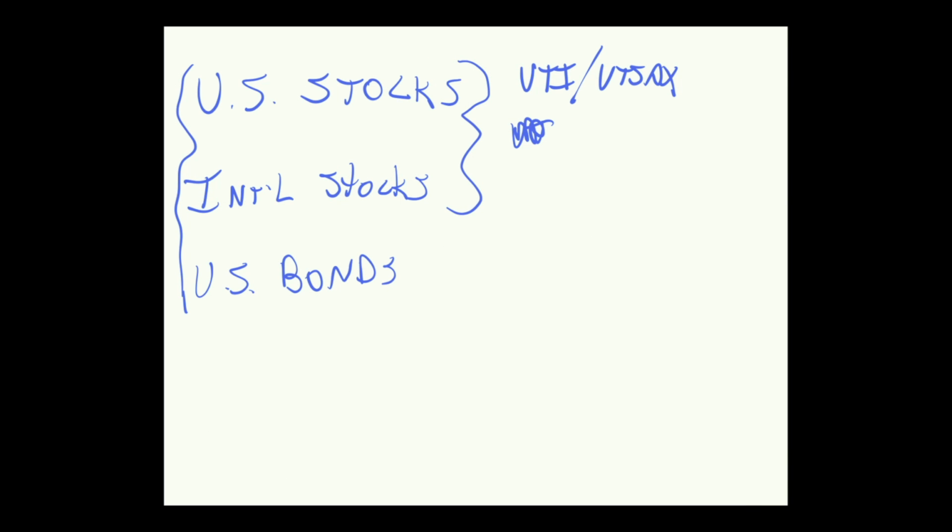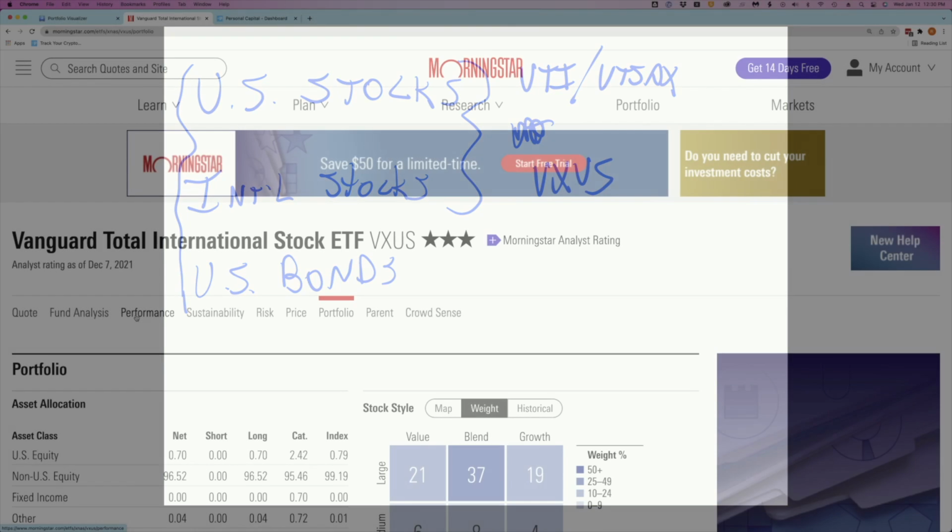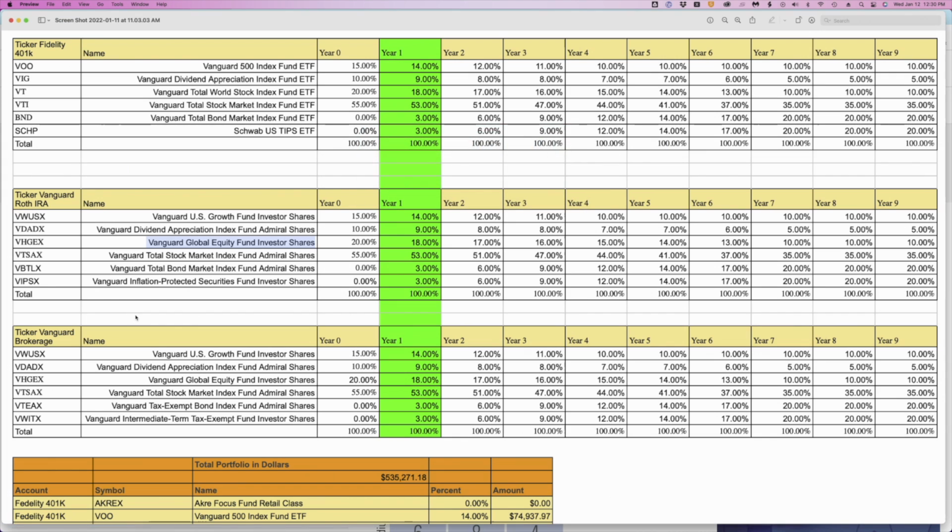Whoops, try that again. Here we go. Now, notice what we've done here. If we go back to his portfolio, he really doesn't have a good all total international stock fund. So if he wants one, this is something he's going to have to add.